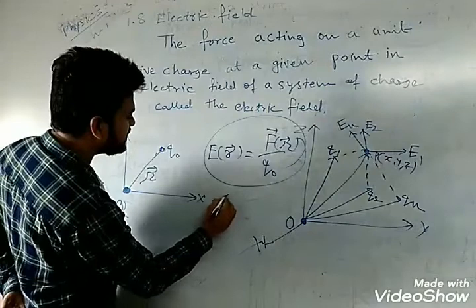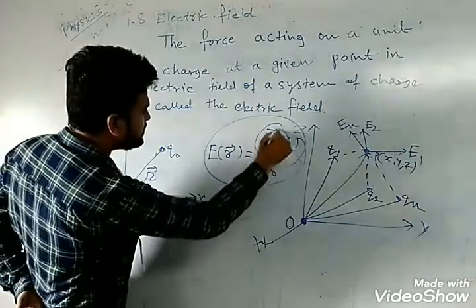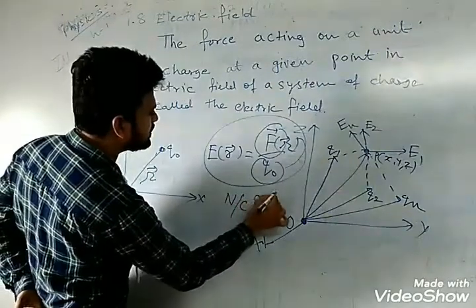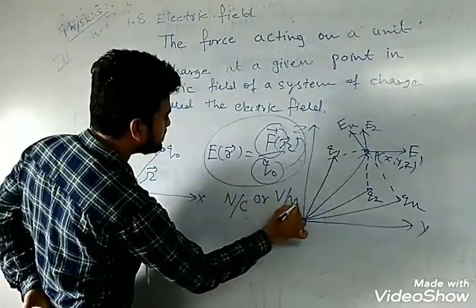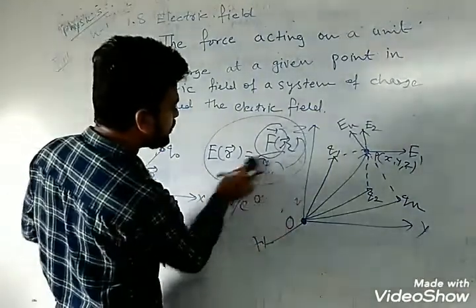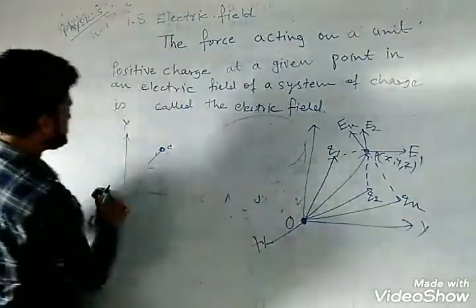Next, the SI unit of electric field is Newton per Coulomb, or volt per meter.